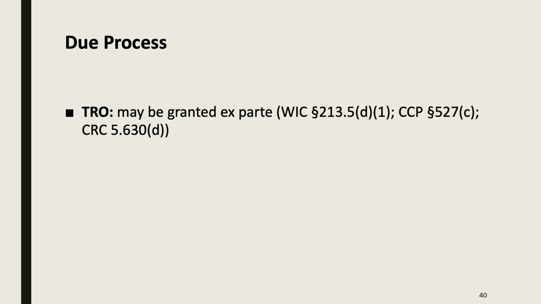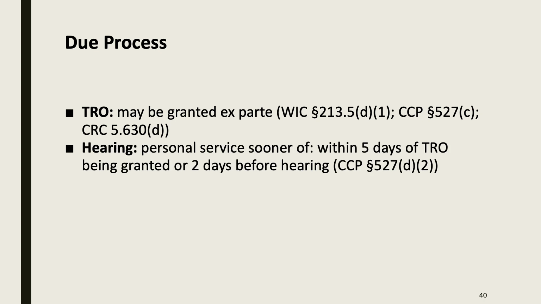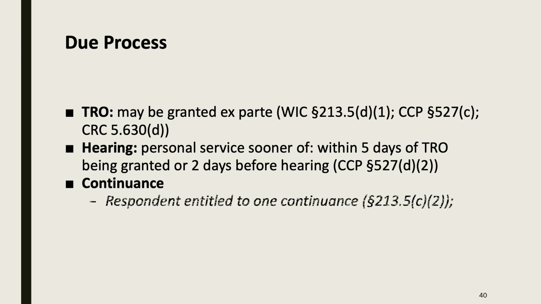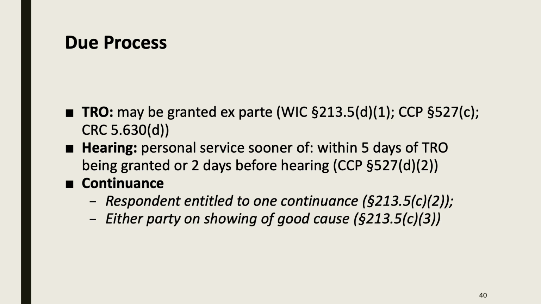Due process. The TRO can be granted ex parte. Notice of the hearing has to be at least 5 days of the TRO being granted or 2 days before the hearing. A continuance can be given to the respondent at least once, but either party can get a continuance on a showing of good cause.